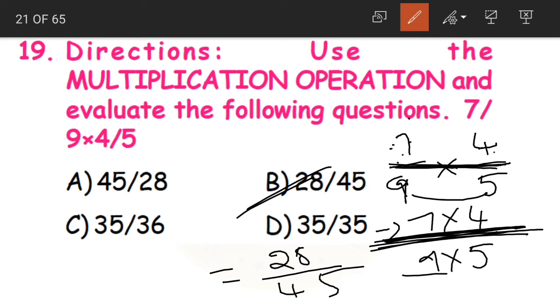Okay, children, we will discuss this in our further classes about fractions. But for now, you just understand how I did the multiplication here.